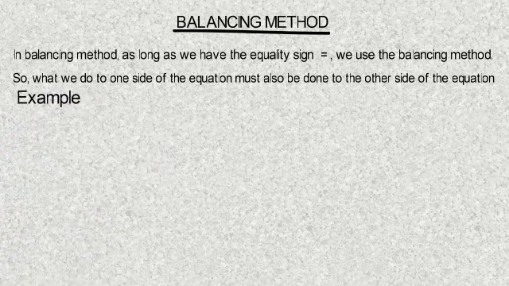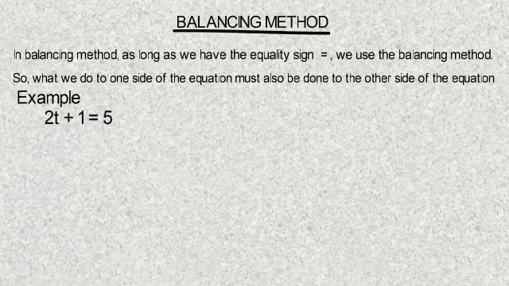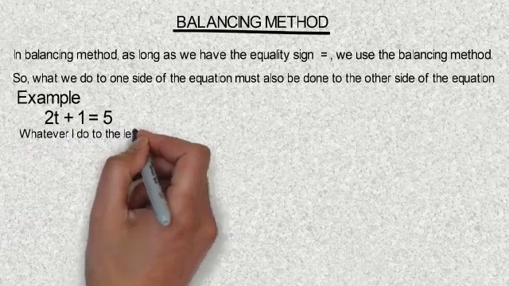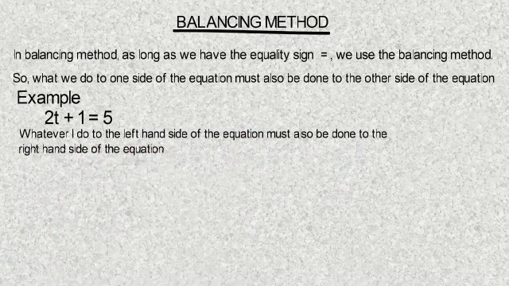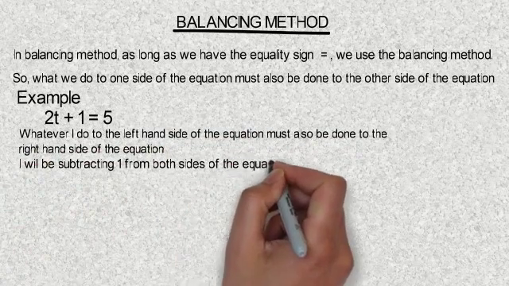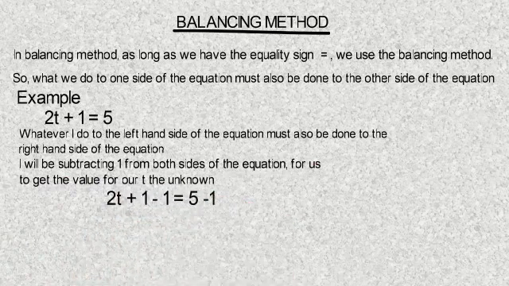So let's see some examples for you to be able to grasp and understand what I've just explained about the balancing method. If I have 2t plus 1 equals 5, here I want to find the value of t. I have to do some things to be able to eliminate the numbers to get the value of t. Whatever I do to the left hand side of the equation must also be done to the right hand side of the equation also. So I'll be subtracting 1 from both sides of the equation for us to get the value of the unknown. So I have 2t plus 1 minus 1. On the left hand side, I'm subtracting 1. So on the right hand side too, I'll be subtracting 1.